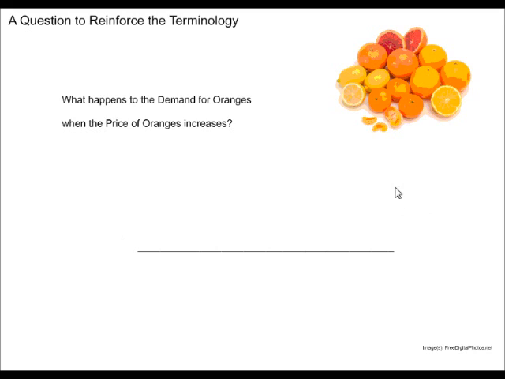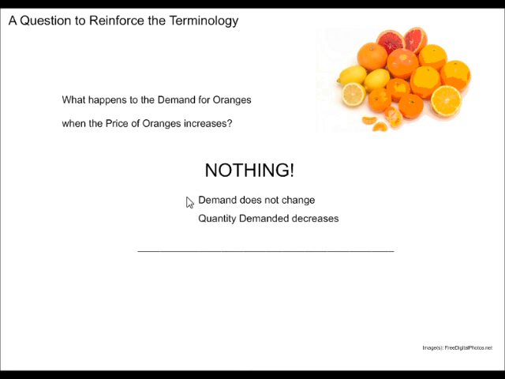Lastly, just to make sure we've got some reinforcement of some terminology, we could ask the question, what happens to the demand for oranges when the price of oranges increases? What happens to the demand for oranges when the price of oranges increases? Nothing. Nothing happens to the demand. Demand does not change. Quantity demanded decreases.